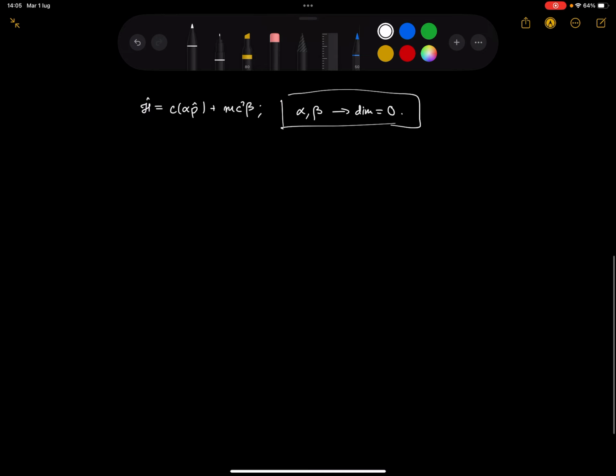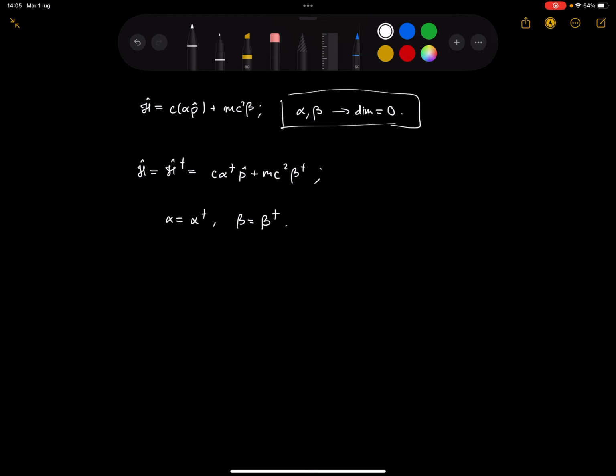And the Hamiltonian, it is known that it is a Hermitian operator, right? Which means that it is equal to its conjugate, meaning that H will equal H dagger, which is equal to c alpha dagger p plus mc squared beta dagger, right? From here, we derive that alpha is equal to alpha dagger and beta is equal to beta dagger.